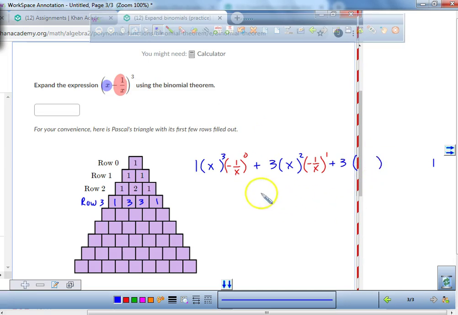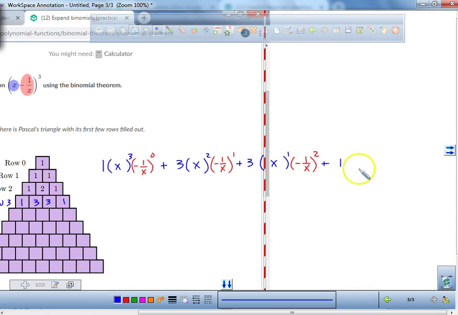Parentheses. We have x to the first. We have negative 1 over x squared. And last but not least, we have x to the 0 and negative 1 over x to the power of 3. All right, so right here, all of this right here, we'll just evaluate to x cubed, because that becomes a 1.